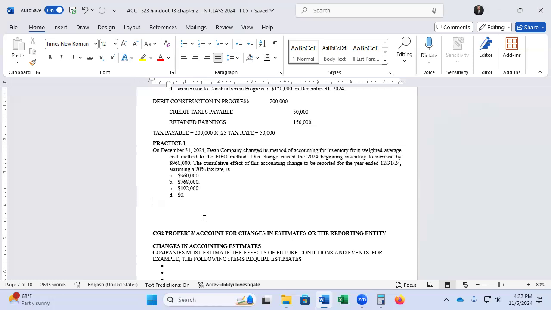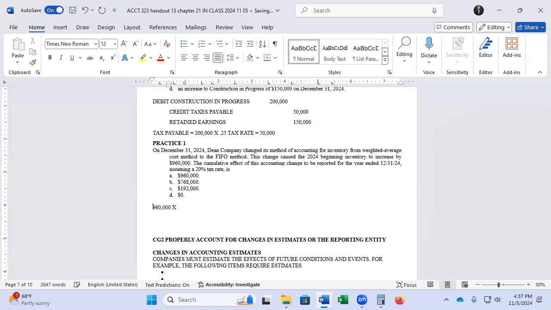Okay, so it says that the company changes its method of accounting for inventory from weighted average to FIFO. This change causes the 2024 beginning inventory to increase by 960,000. So if our inventory increases, it's going to have to come out of our previous expenses, right? So we have this 960,000, and we're going to multiply it by 1 minus the tax rate. And that's going to equal 768,000, and that is our answer B.